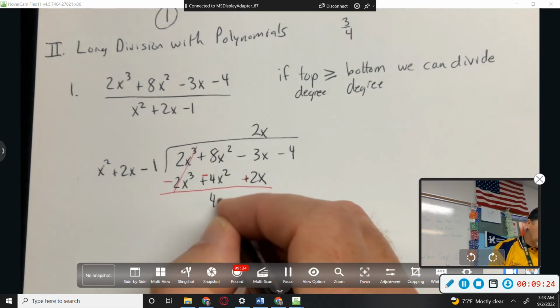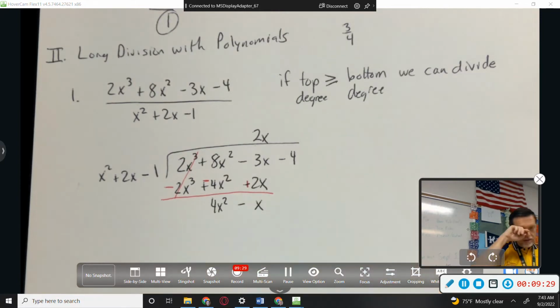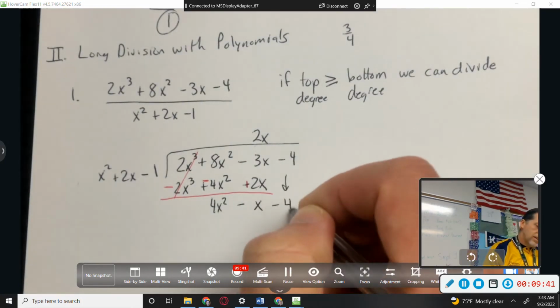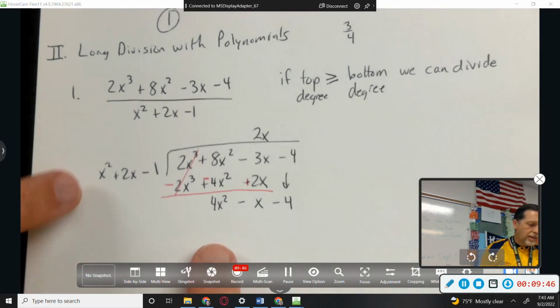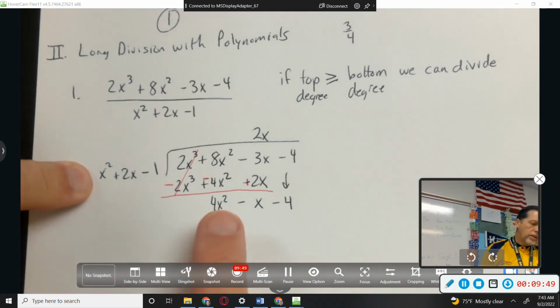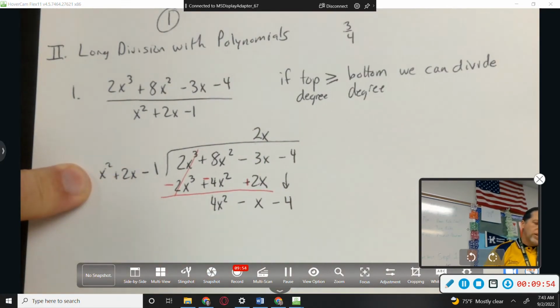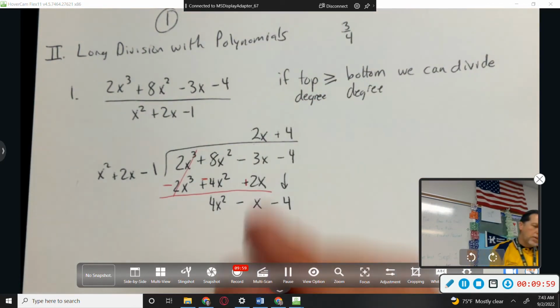8x squared minus 4x squared. Negative 3x plus 2x is negative x. Right, what did we do next when we were in 4th grade? Bring down the negative 4. So now I'm looking at how many times x squared goes into 4x squared. Or what times x squared would get me to 4x squared? A 4. And we'll multiply it back.